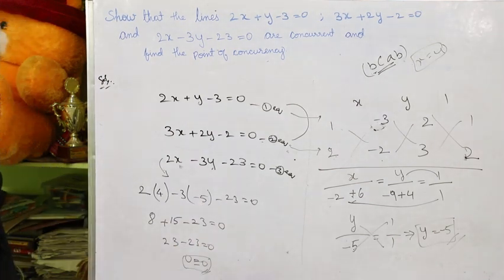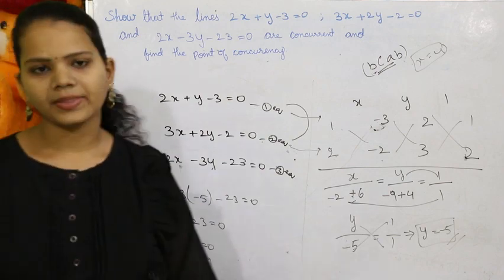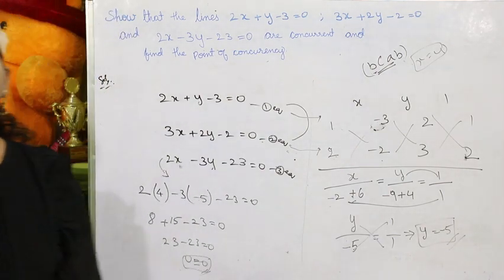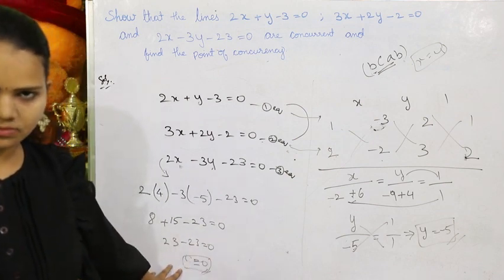So minus 23 is equal to 0. 8 plus 15 is equal to 23. So 23 minus 23 is equal to 0. Therefore I got 0 by substituting the values of x and y in the given third equation.